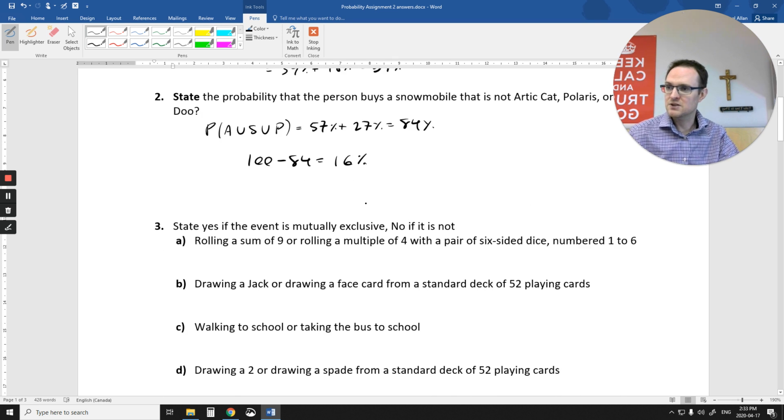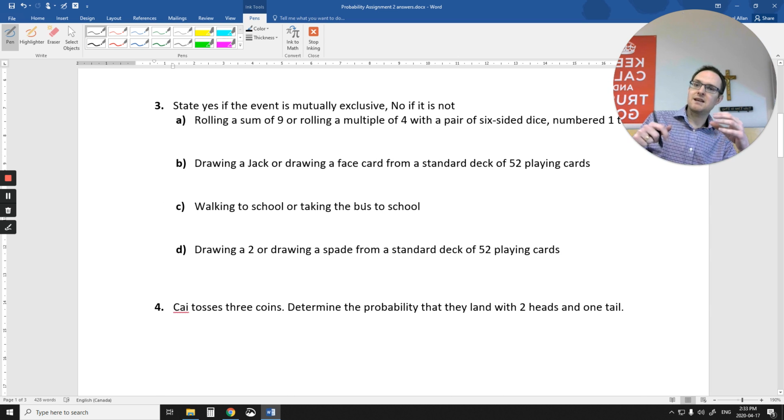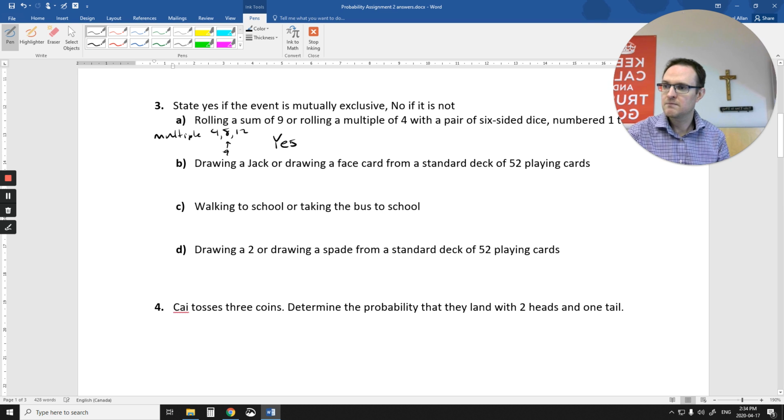So just like the statement I set up here, if it's mutually exclusive, it means that if I do one, I can't do the other as well. They're totally different things from each other. So if I roll a sum of 9 or roll a multiple of 4 with a pair of dice, I just think about what the multiples of 4 are. The sums that are multiples of 4 would be 4, 8, 12. A 9 is not in there. It's not a multiple of 4. So these two are mutually exclusive, because if I roll a multiple of 4, I'm not going to roll a 9. If I roll a 9, I'm not going to roll a multiple of 4. So they are mutually exclusive to each other.